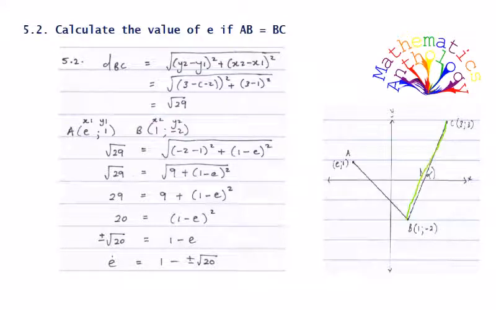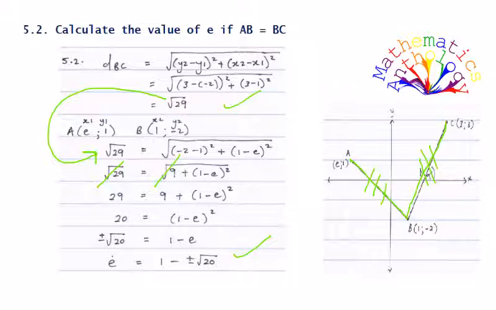5.2 Now, calculate the value of E if AB is equal to BC. If you look at where E lies, E is the x-coordinate of point A, as we can see on the diagram. They gave us here that AB is equal to BC. What this means is that the length of AB is equal to the length of BC, or the distance of AB is equal to the distance of BC.